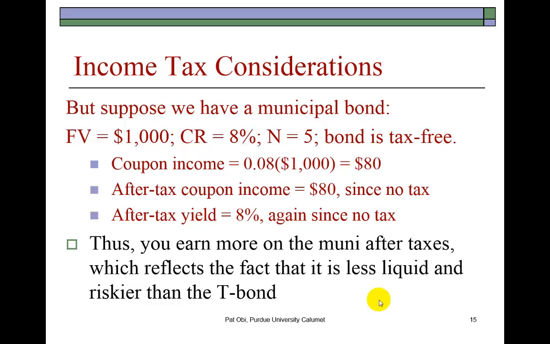So now, let's say that we have a municipal bond. For this municipal bond, the coupon rate is 8%, but this bond pays no taxes. So your entire $80 is for you to go home and enjoy. And therefore, your rate of return on this bond, which is your after-tax yield, would still be 8%.